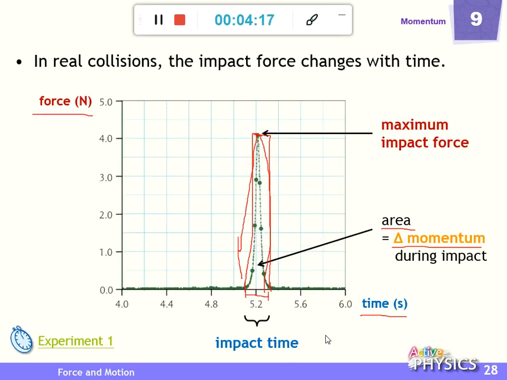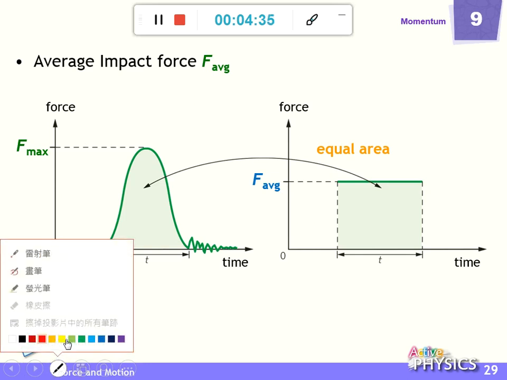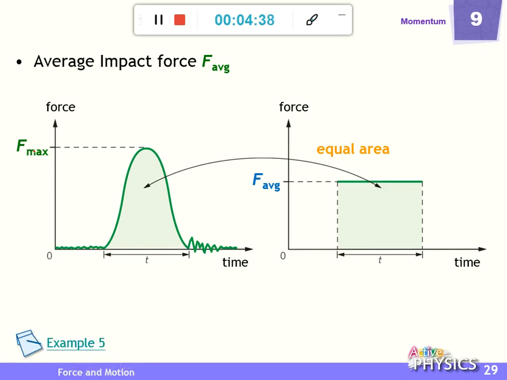Okay, go back to here. The diagram will be like that. For the force-time graph, actually we have two different types. In the real experiment, we have the left-hand side. In this graph, you can see that the force is changing. It's not the same. We have the maximum force acting on it. This one is the impact time. But mathematically, this is very difficult to handle, except when we use data logging.